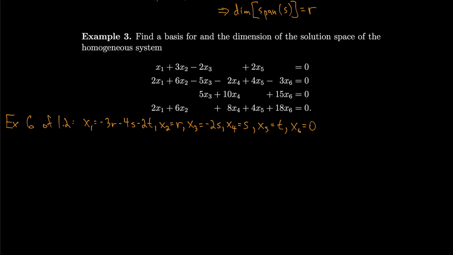So what we could do is we could write out this entire thing as x1, x2, x3, x4, x5, x6 equals minus 3r minus 4s minus 2t, and then that's the first one, then it's r, then minus 2s, and then s, t, and 0.